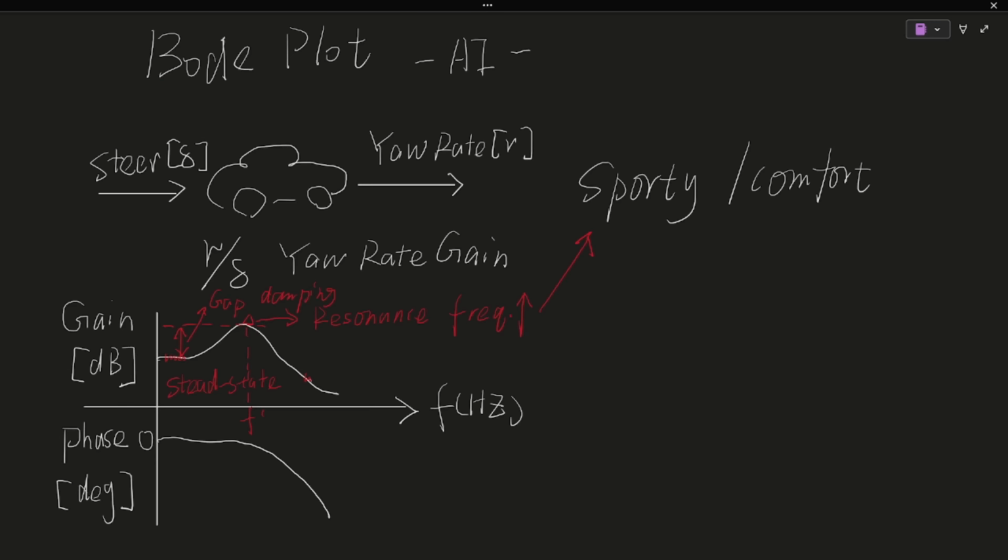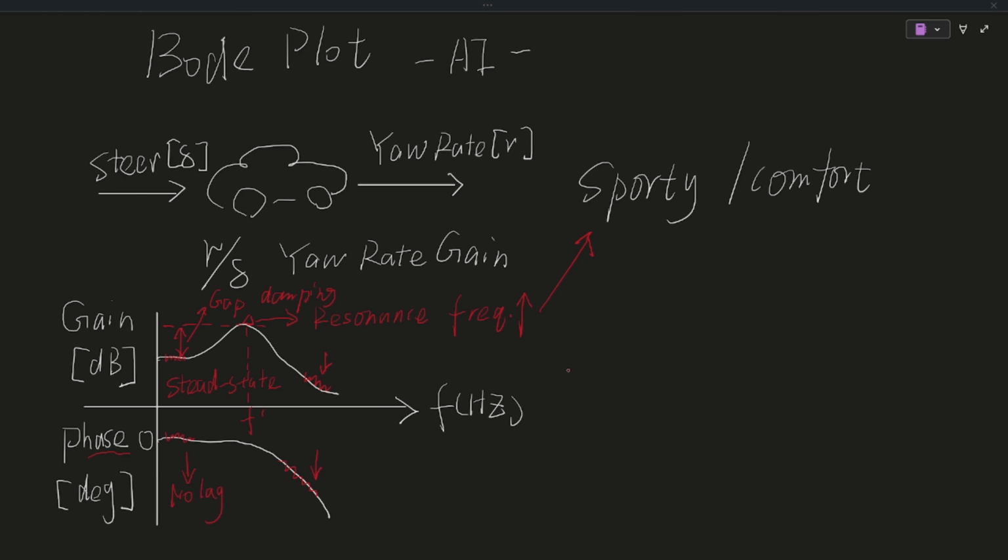And in the high frequency here, high frequency means the steering wheel is turned very quickly. The vehicle cannot follow the steer. The yaw rate gain decreases. Next, let's see the phase plot. In the low frequency, there is no lag between yaw rate and steer angle. No lag. And in the high frequency, the lag between yaw rate and steer angle is much bigger.